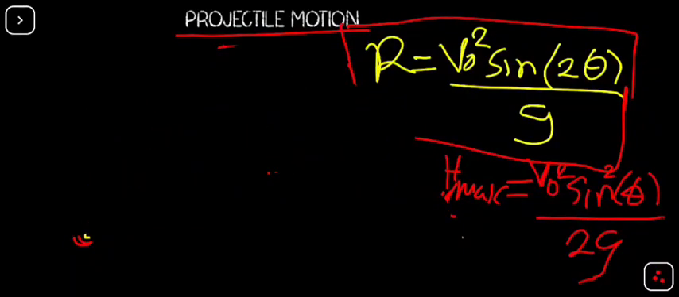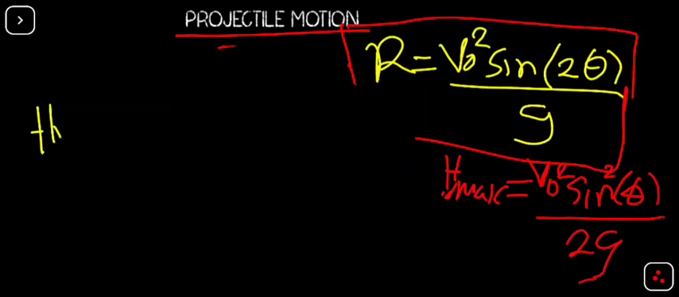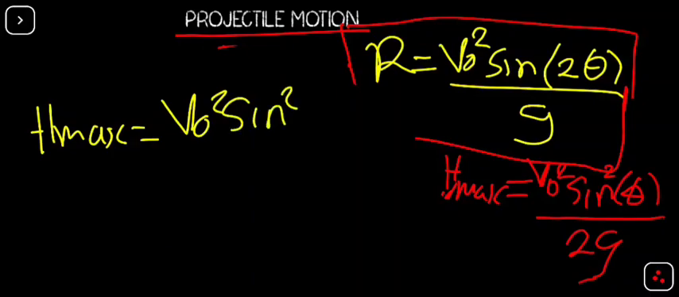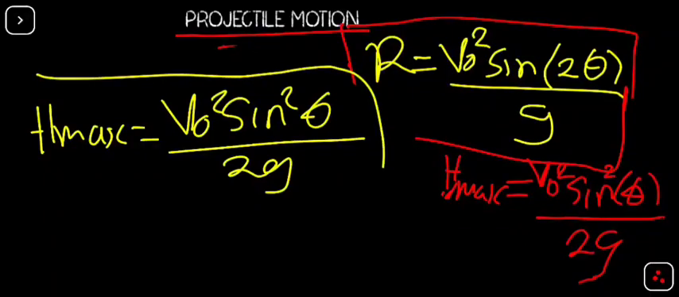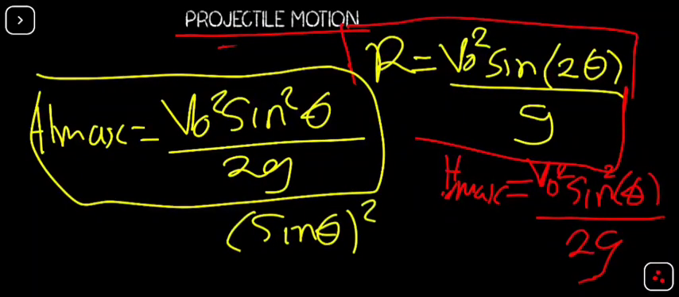Okay, so like I said, for the maximum height, we use this formula. Let me change the color. H max is equal to v naught squared sine squared theta over 2g. Okay, so this is for the maximum height. And kindly note that sine squared theta can also be written as sine theta squared. Okay, so now kindly take note. We can answer questions now.